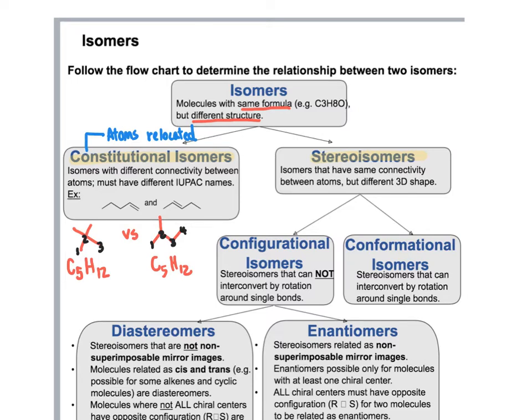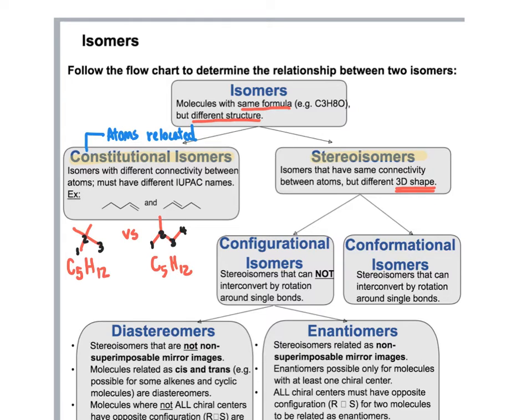but they're going to differ in the three-dimensional shape of the molecule. So they're going to differ in how those atoms are oriented in three-dimensional space. So which atoms are connected together remains the same from one stereoisomer to another, but they're going to differ in how those point, whether they're pointed forward or backwards or left or right, how they're oriented in 3 dimensions.